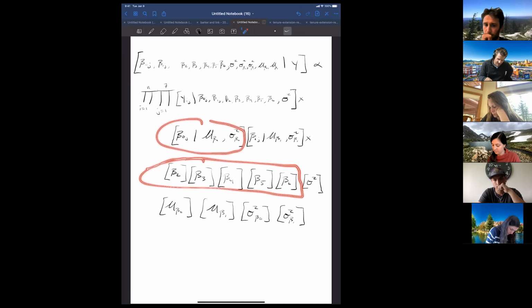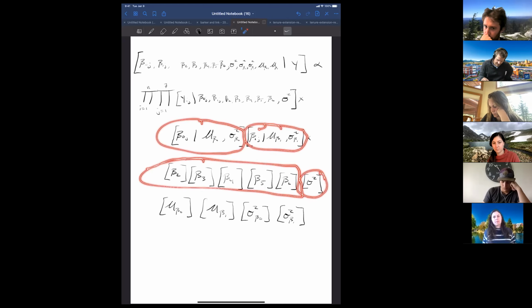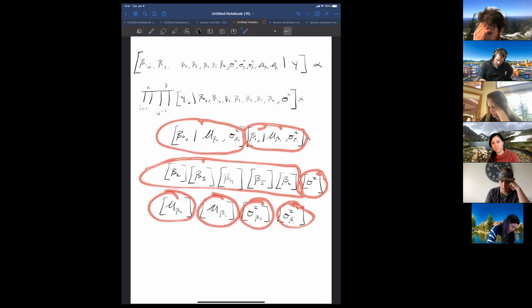Probably want to separate these and these. And this. And so we're going to need 8 different steps in our Metropolis Hastings step. We'll sample beta 0 using our MH step, then we'll treat that as fixed. We'll sample beta 1 in our MH step, treat that as fixed in the next step, and go through all of our betas, sigma squared, and so on. Okay.